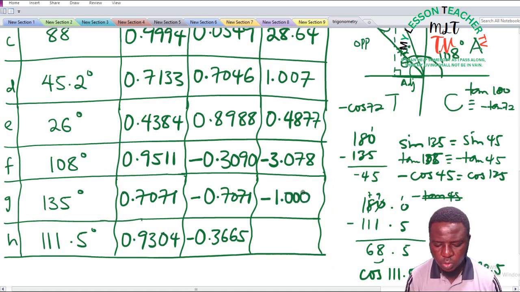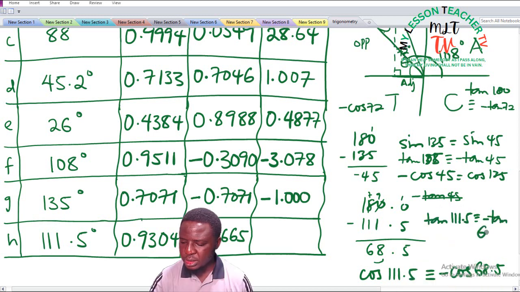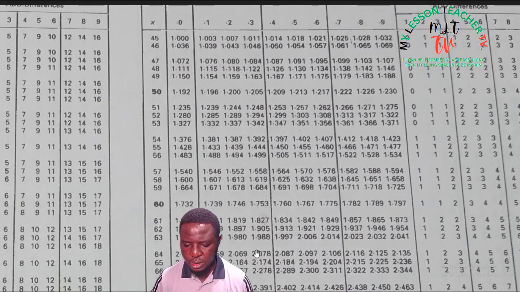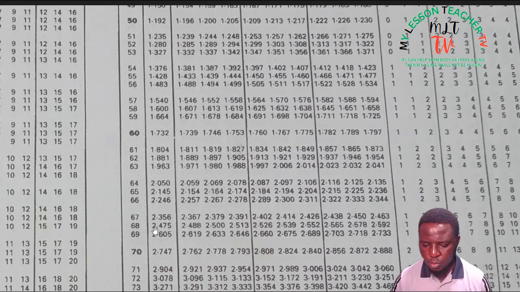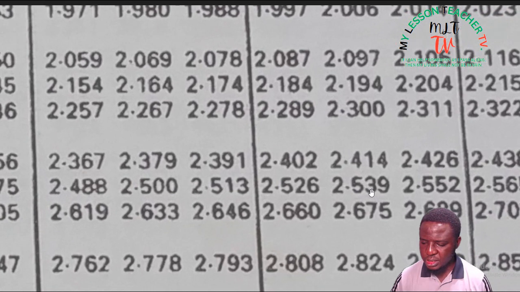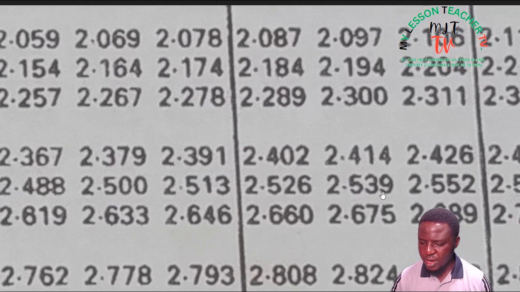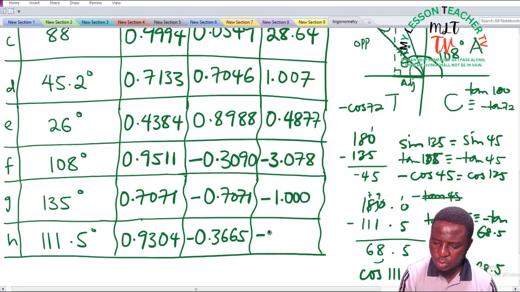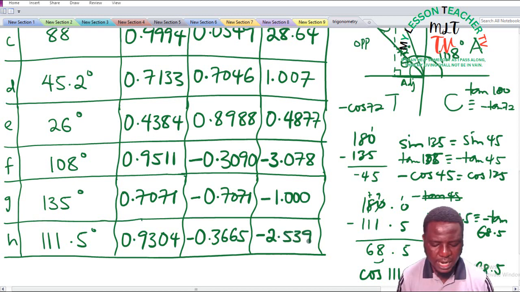And tan 111.5 is equivalent to minus tan 68.5. So we shall look for tan 68.5, and tan 68.5 is located here. This is 0, 1, 2, 3, 4, 5. That is 2.539. This is minus 2.539. This is your value for your tan table.